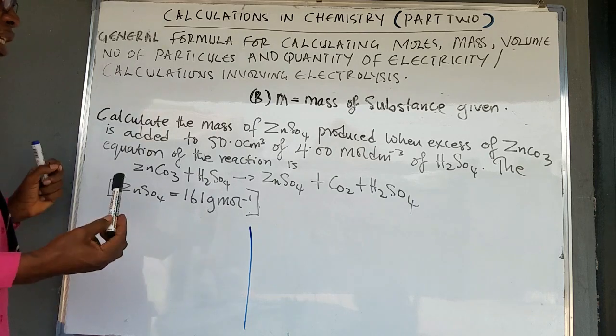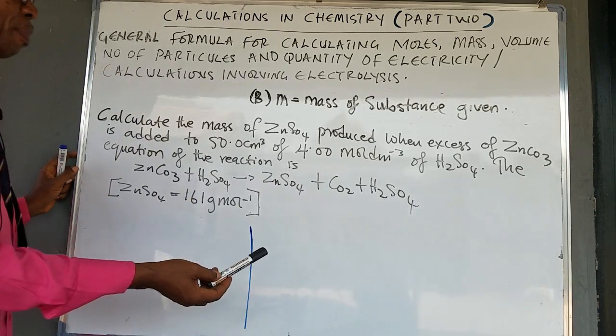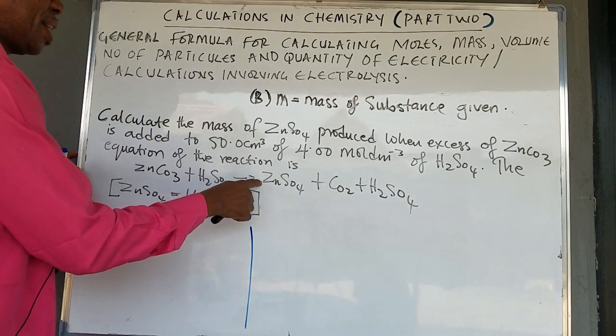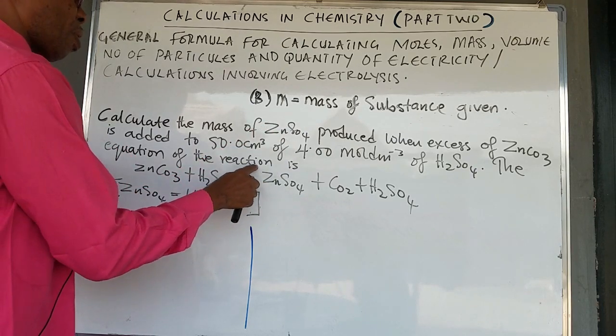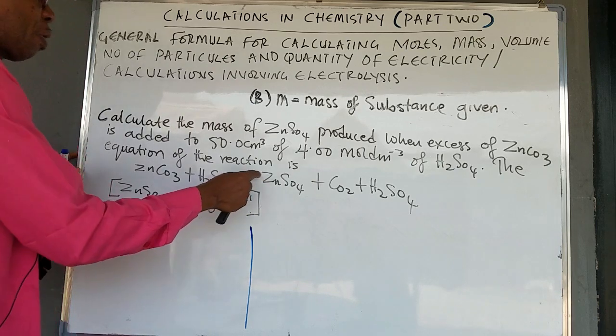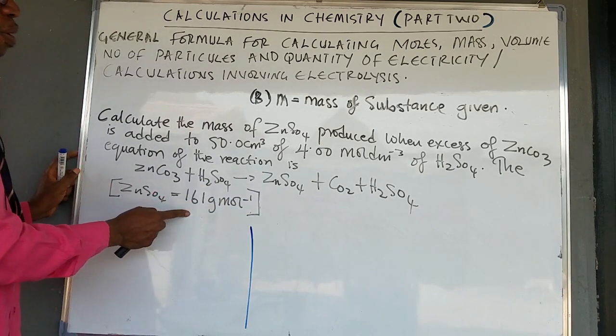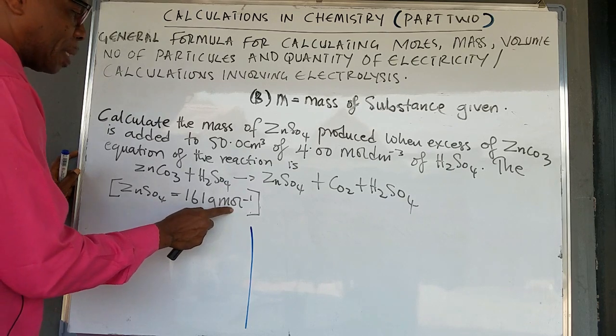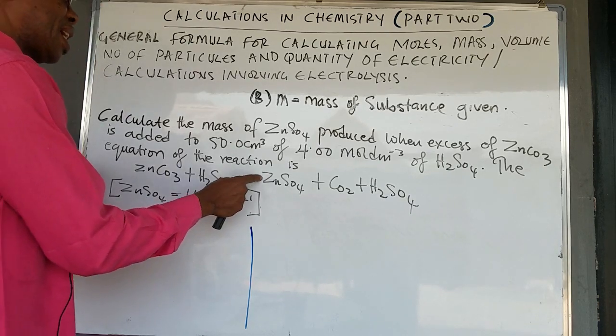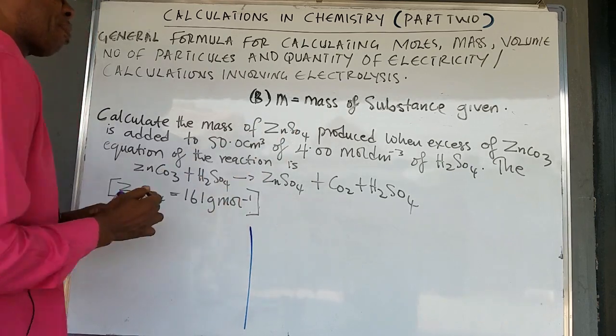Someone will ask, what's the essence of this equation? It helps us to solve in case there's a change. Because looking at zinc sulfate, if there's any change here, maybe 2 moles or 3 moles, then we are going to multiply it by the molar mass. Because that means it's not 1 mole. This is per mole. But in this case, this means 1 mole, so we don't have any problem.